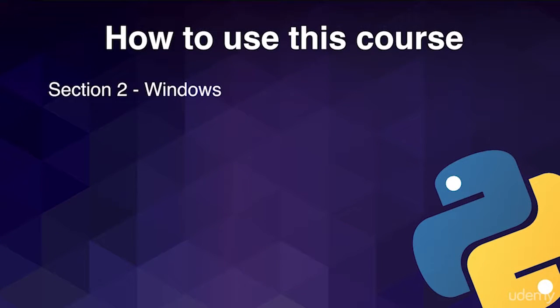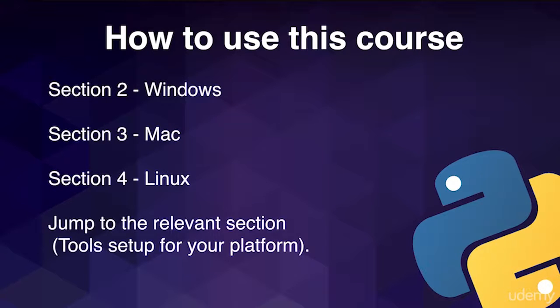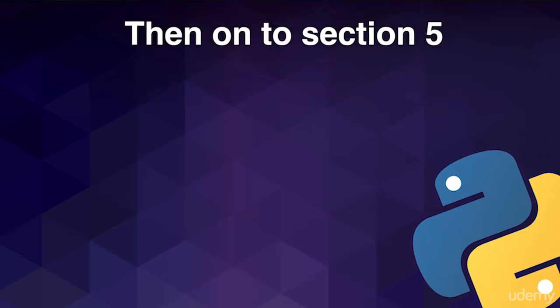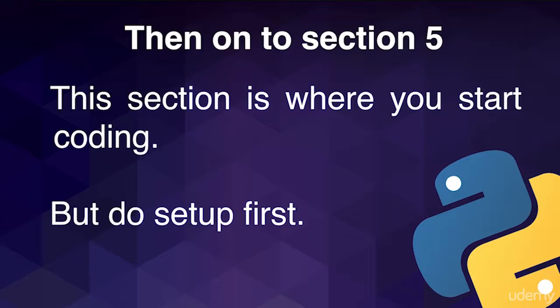In addition, the other thing to note is we've got sections for Windows, Mac and Linux. So depending on your operating system, after watching this video, you want to go to that relevant section of the course, which is basically setting up the tools that you need. So again, Windows, Mac and Linux, you go to the relevant section, set up the tools, and then after that, you move on to section 5. This is where you start coding. So do that after you've set up the tools in the relevant section, section 2 being for Windows, section 3 for Mac, and section 4, of course, for Linux.